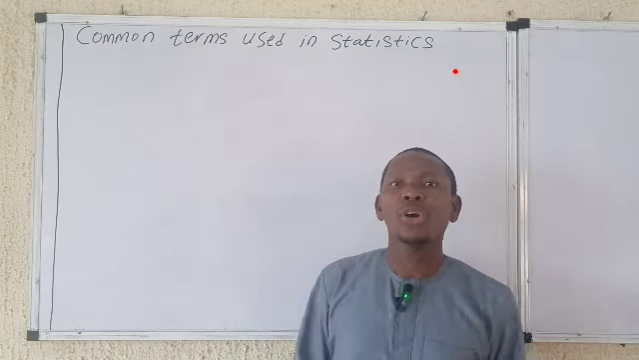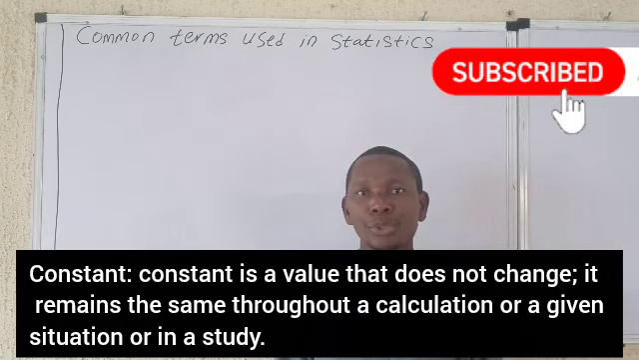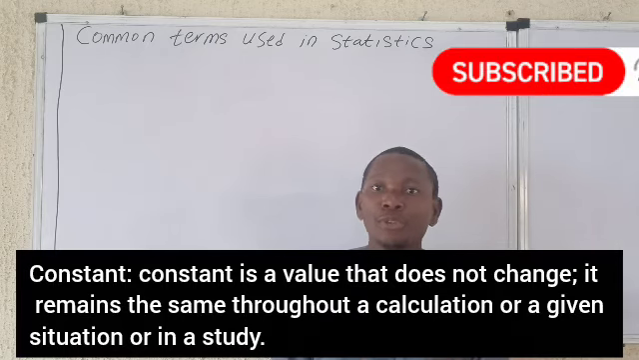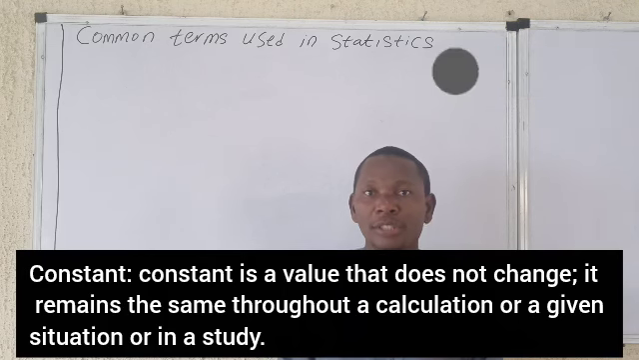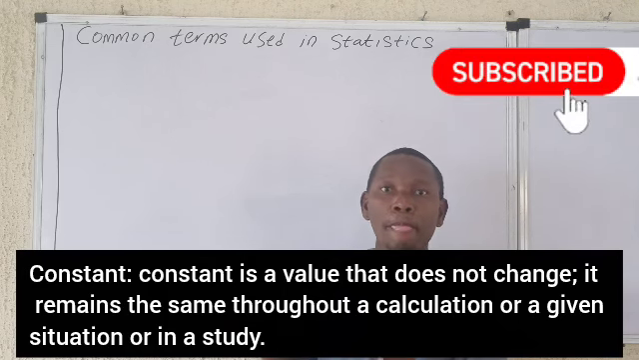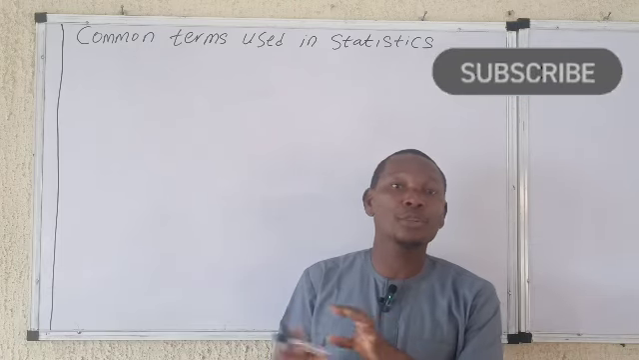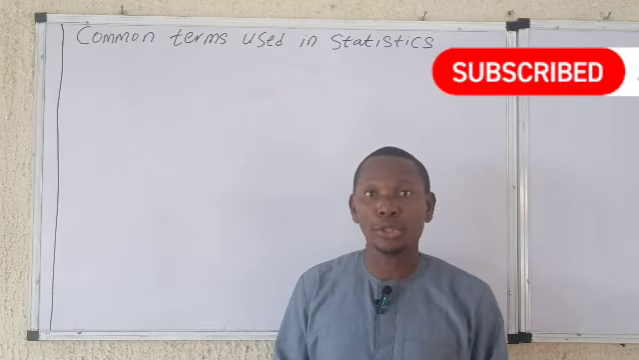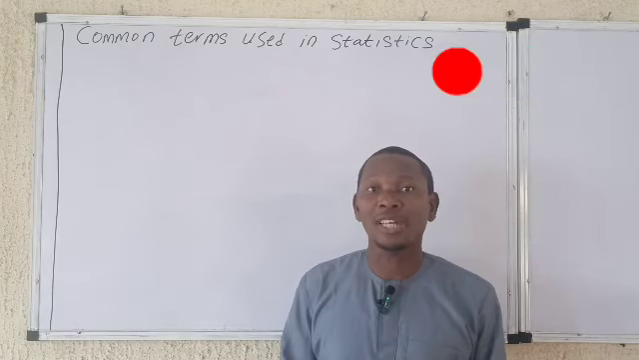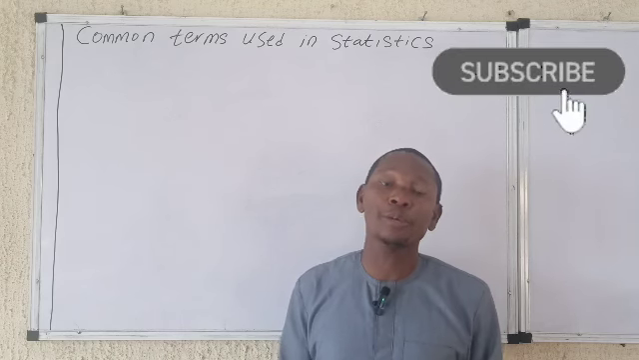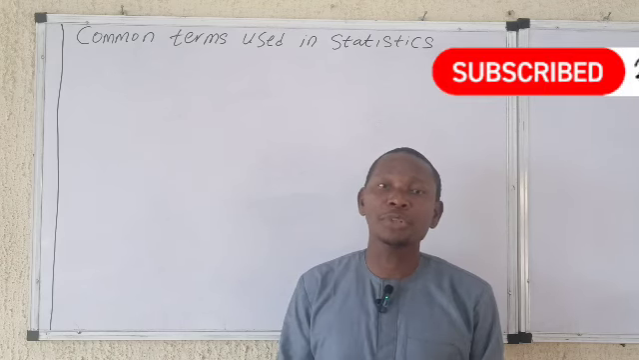What about constant? Constants are actually fixed values that do not change during the course of a study. For example, you have some values in mathematics, you always know about the constant. So these constants do not change during the course of the study. What is the purpose of having a constant? For reference purpose or for comparison purpose. Please take note of that.